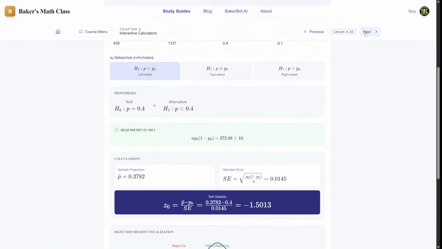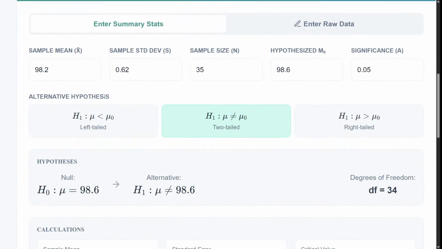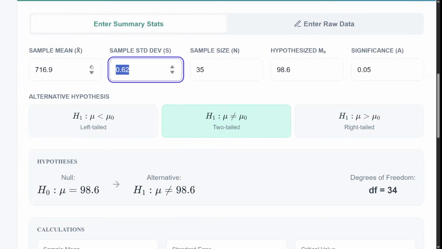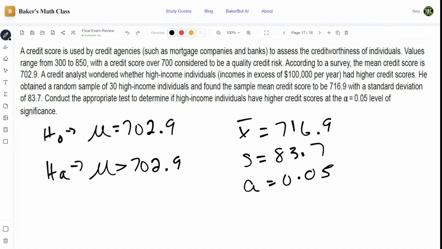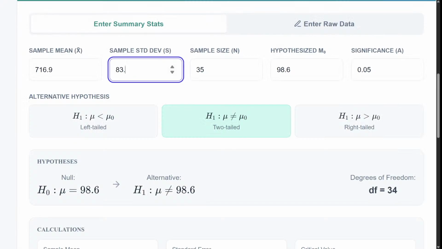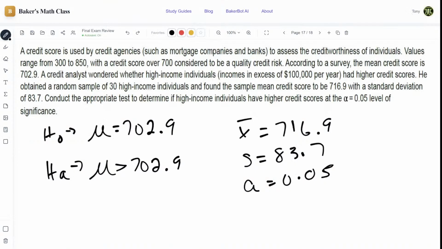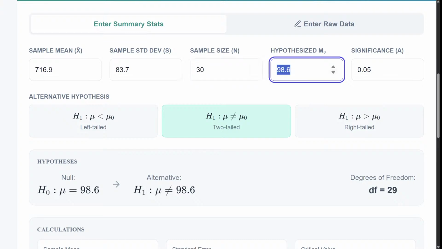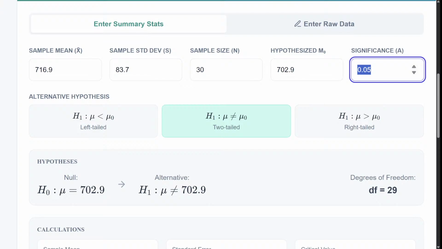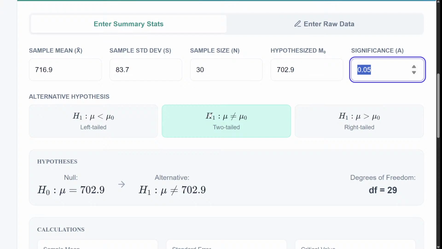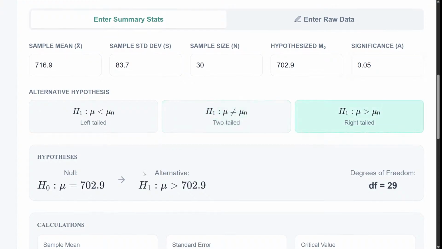So I think this one's 33. Yeah. So this is A33. 716.9. Yeah. 83.7. How many do they take? 30. Okay. So put that in. We want greater than. So make sure that those match.